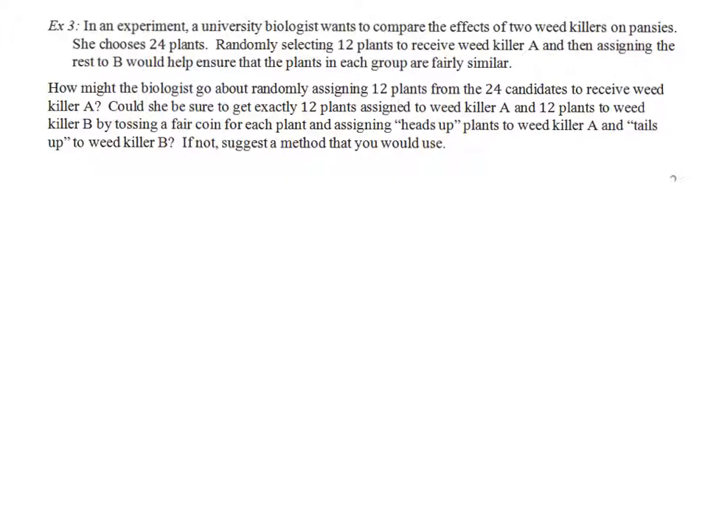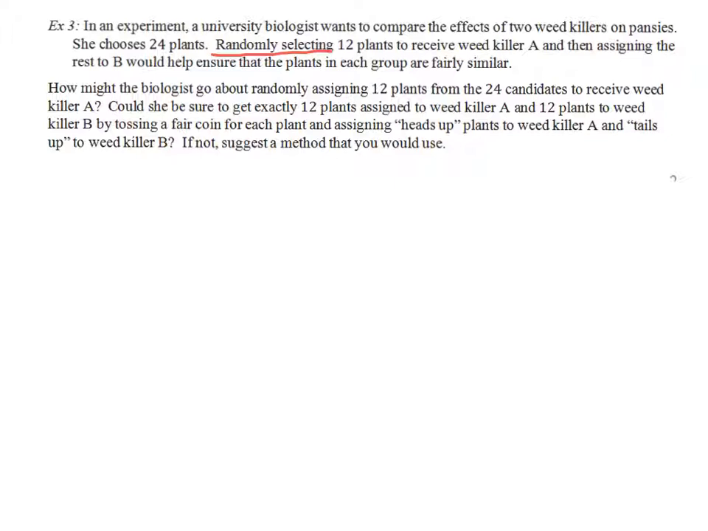She chooses 24 plants. So randomly selecting 12 plants to receive weed killer A and then assigning the rest to weed killer B would help ensure that the plants in each group are fairly similar. So again, we want random selection. So next, the question is, how might the biologist go about randomly assigning 12 plants from the 24 candidates to receive weed killer A? Here's a possibility. Could she be sure to get exactly 12 plants assigned to weed killer A and 12 plants assigned to weed killer B by tossing a fair coin for each plant?